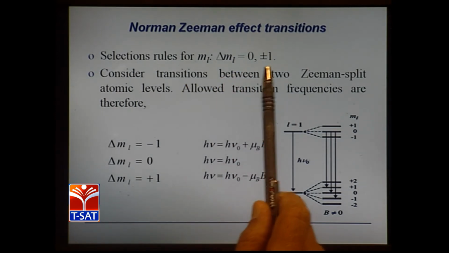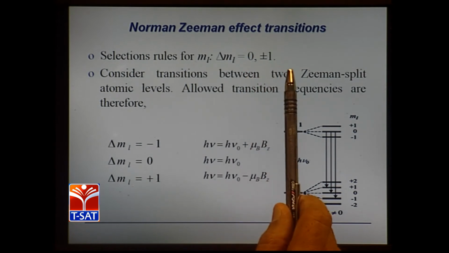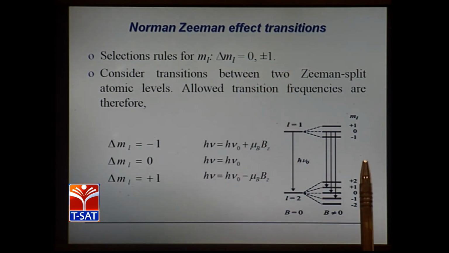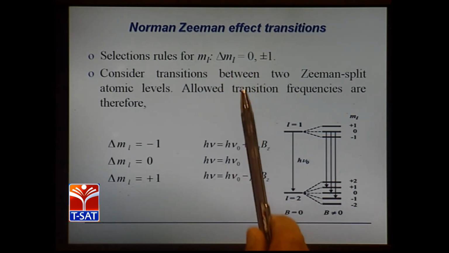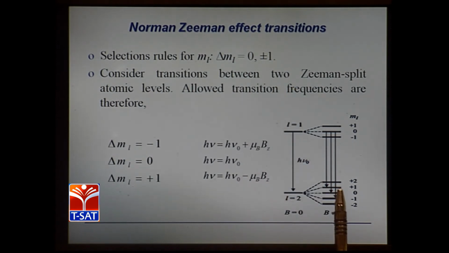delta ml is equal to 0 or plus or minus 1. That means 0 to 0 is delta ml 0, and 0 to 1 delta ml is minus 1. Like that you will find these transitions. There are only 3 transitions valid. Hence, when B equal to some value, we will have 3 transitions allowed. Delta ml is equal to minus 1, delta ml equal to 0, delta ml equal to plus 1.